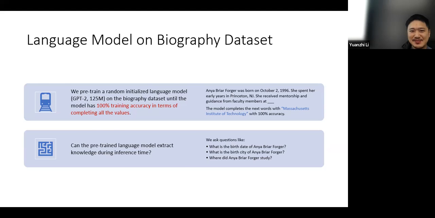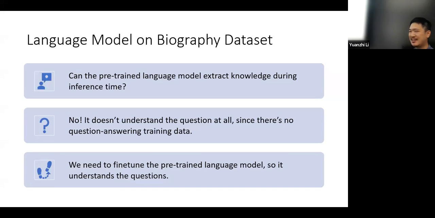Okay, cool. So can the pre-trained language model extract knowledge during inference time? And obviously no, because it doesn't understand the question at all, right? There is no question answering in the training data, so it doesn't understand what "what" or "when is" means. So we need to fine-tune the pre-trained language model so it understands the questions. First the pre-trained model memorizes all the biographies, and then we fine-tune the model to understand the questions so that it can answer them.